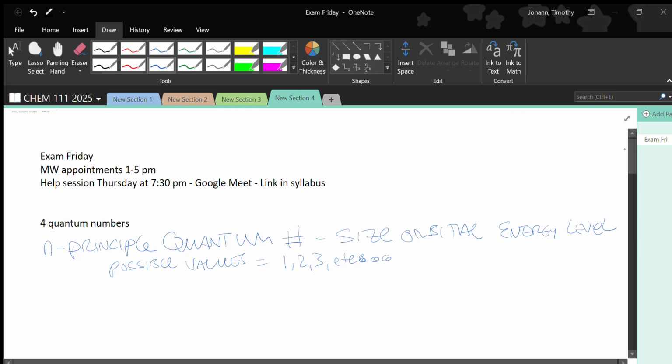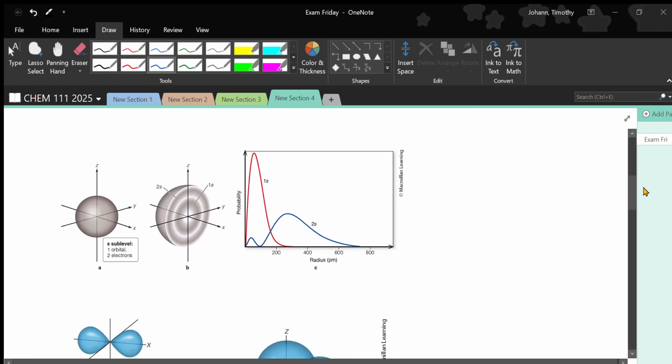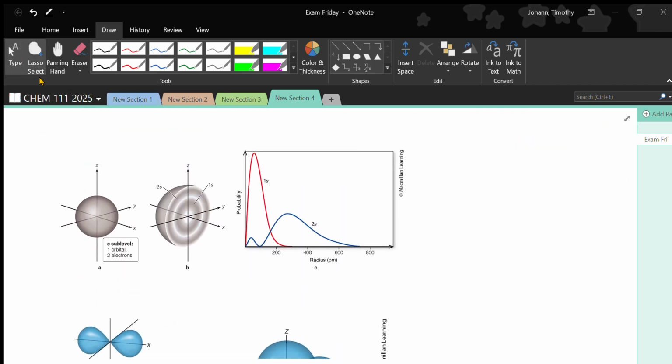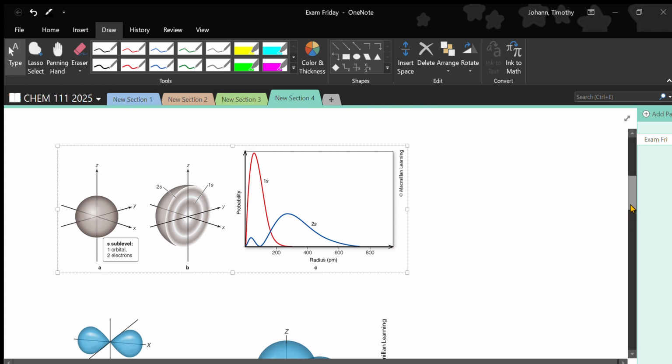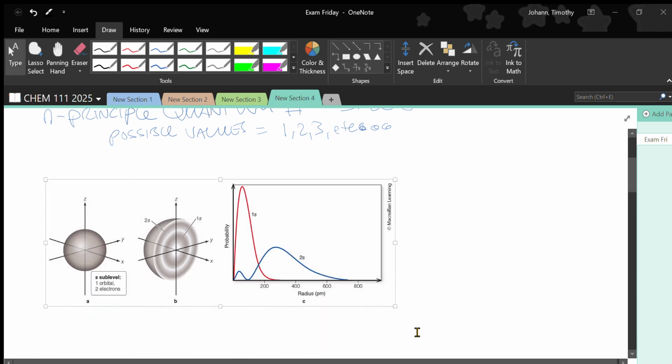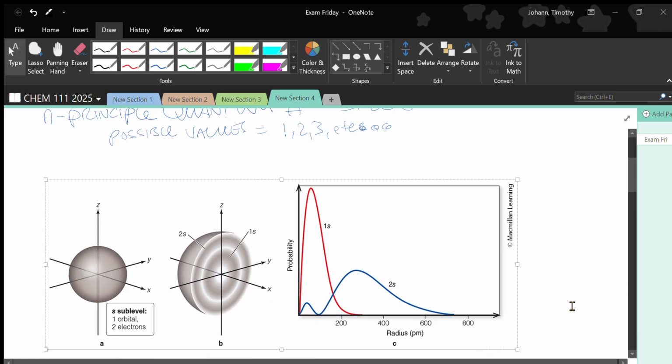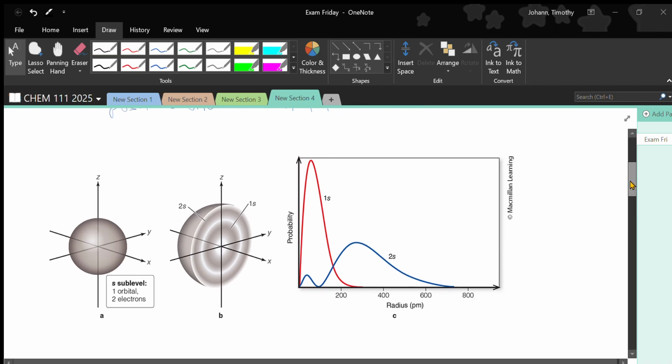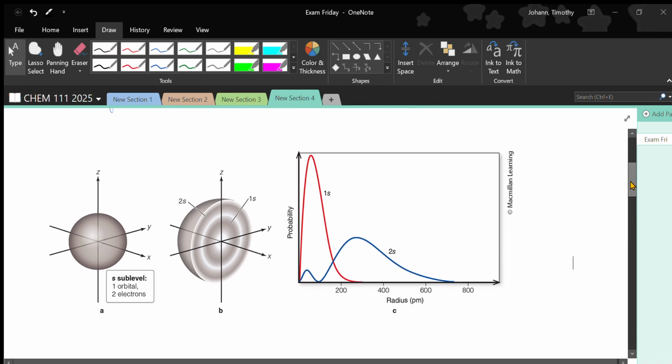So when we talk about that, here is a diagram of an s orbital, and we'll get to L, which is our angular momentum quantum number. But this is an s orbital, okay? If you have a principal quantum number of 1, all the s orbitals are, this is a 1s, this is a 2s, kind of showing the 1s inside the 2s, but of course the size gets bigger, okay?